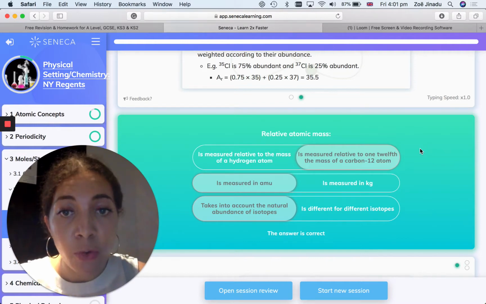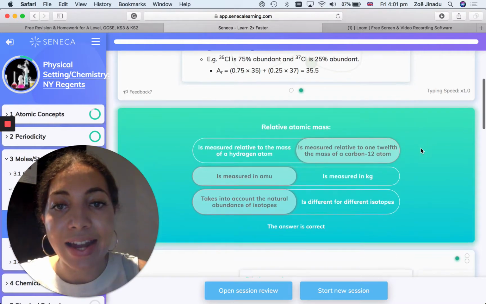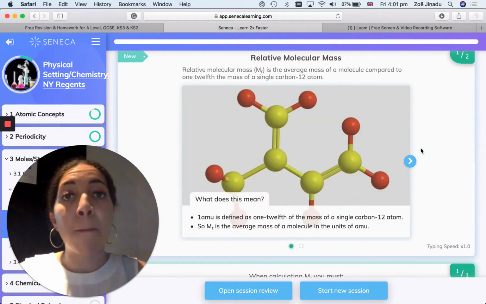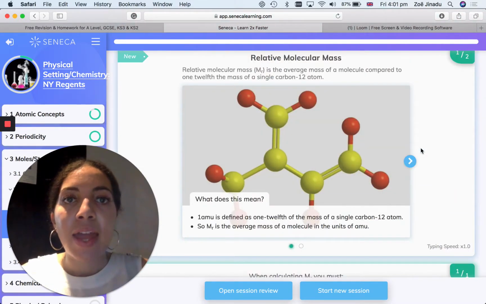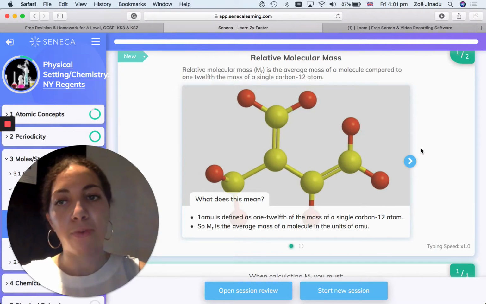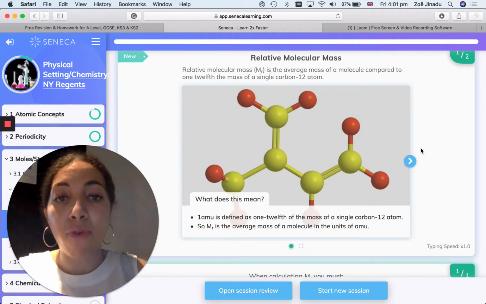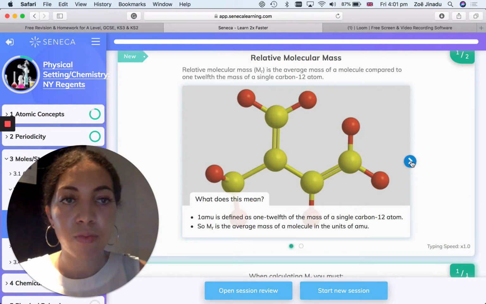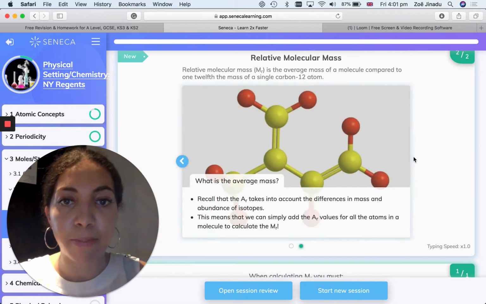So, relative atomic mass is measured relative to 1/12 the mass of a carbon-12 atom. It's measured in AMU, and it takes into account the natural abundance of isotopes. Relative molecular mass, MR, is the average mass of a molecule compared to 1/12 the mass of a single carbon-12 atom. 1 AMU is defined as, okay, we've done this. So, MR is the average mass of a molecule in the units of AMU. Everything's in AMU.